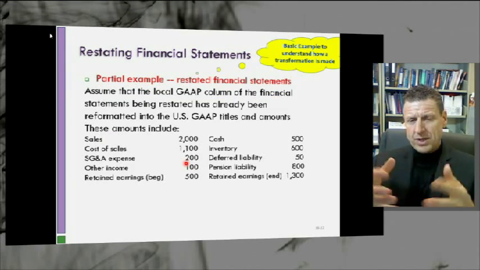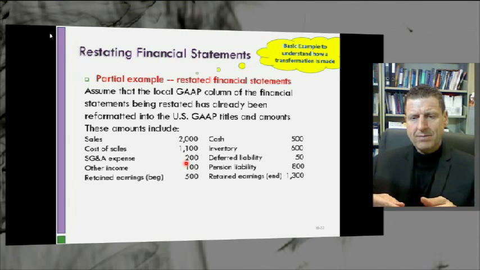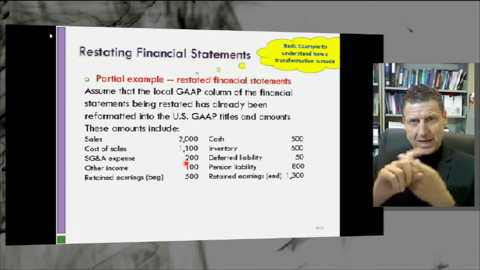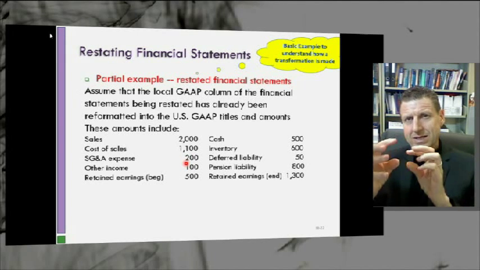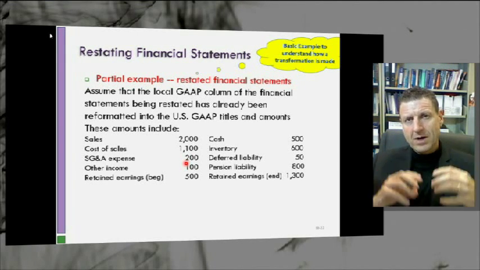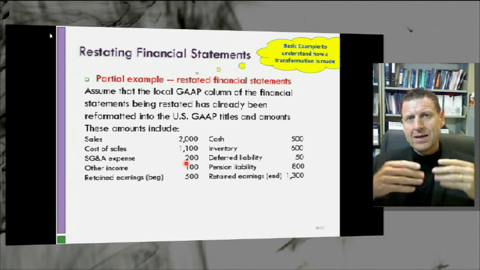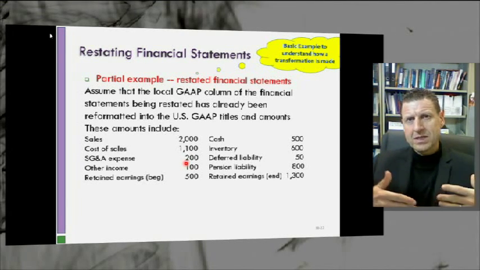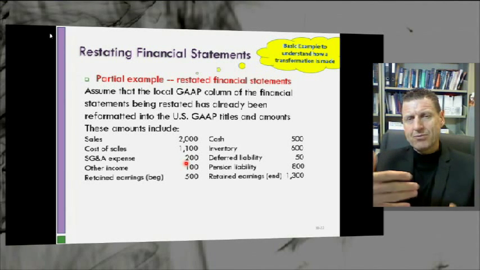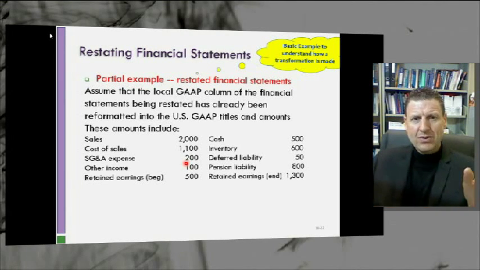So what are we doing here? We're really focusing the restatement on the income statement and the retained earnings, and then these changes go into the final balance sheet. We're not focusing on restating the final balance sheet in the first step. The sequence is we look at the income statement and retained earnings first. So let's have a look at the partial example.